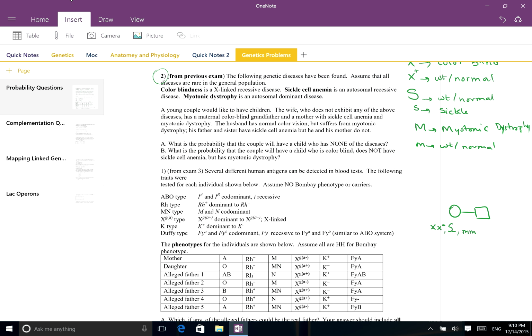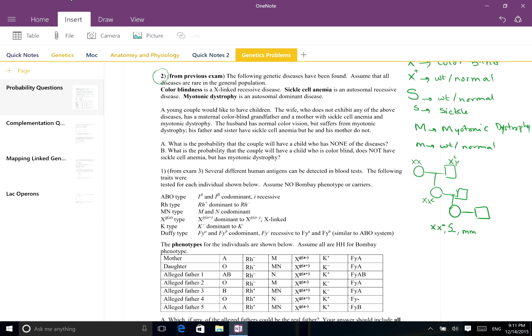Then they tell you about her maternal grandfather, so let's draw this. Father, that's her mother, and then that's her grandfather and grandmother. So the grandfather has color blindness. Obviously the grandmother doesn't. The mother is a carrier for color blindness. Okay, we'll come back to this later. It's a very important piece of information.